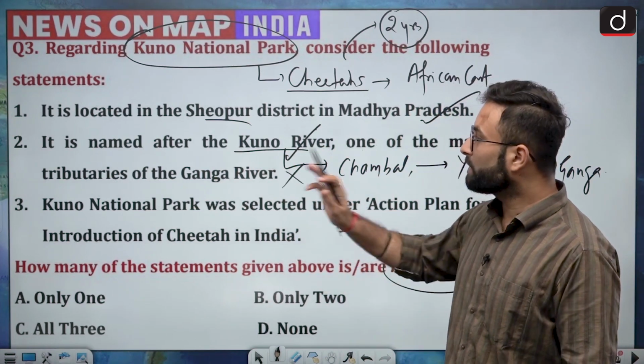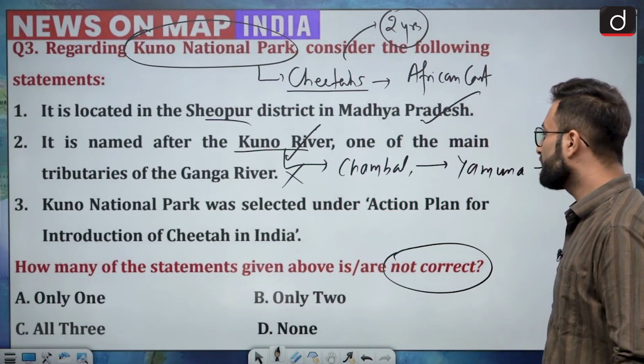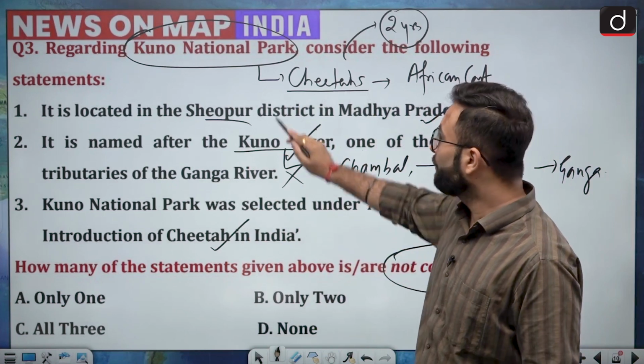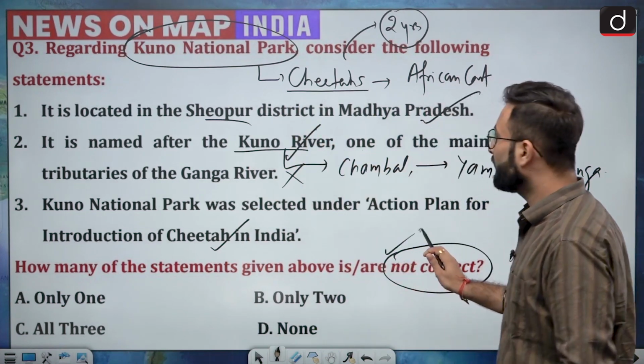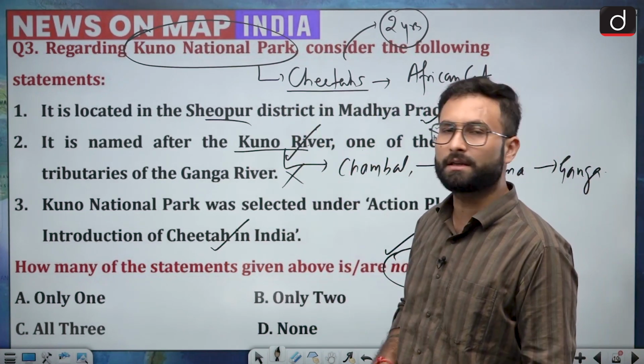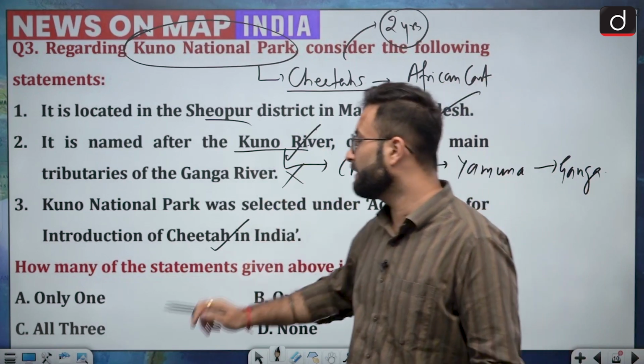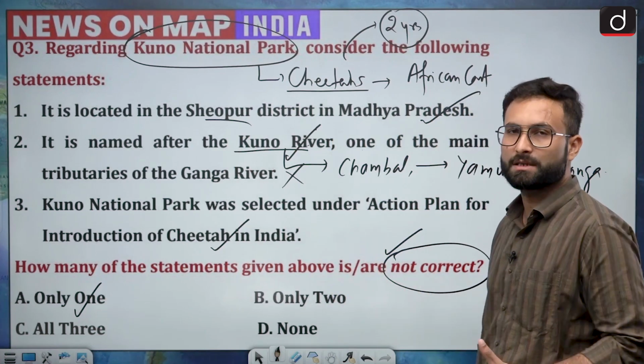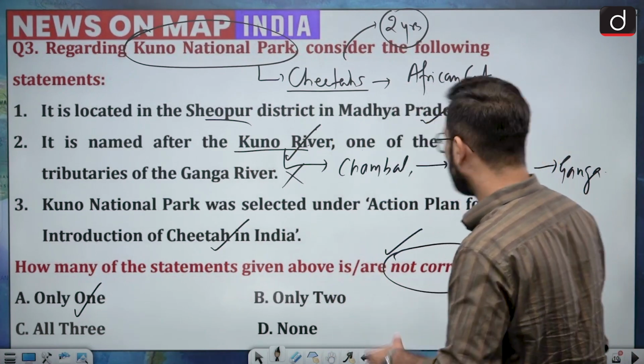Coming to the third one, Kuno National Park was selected under the action plan for introduction of cheetah in India. This is true, which we have talked about. Now here they have asked about the statements that are not correct, so only one statement here is incorrect, that is the second one. So only one would be your right answer. They are asking you how many statements are incorrect. Now moving to the next one.